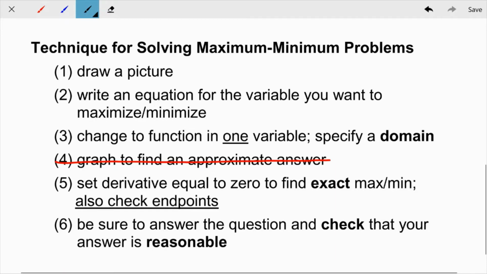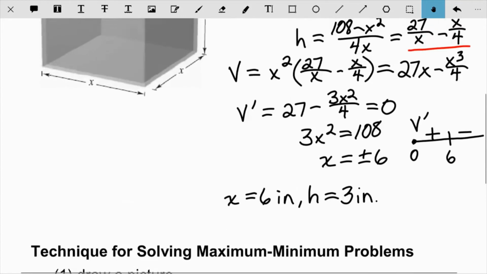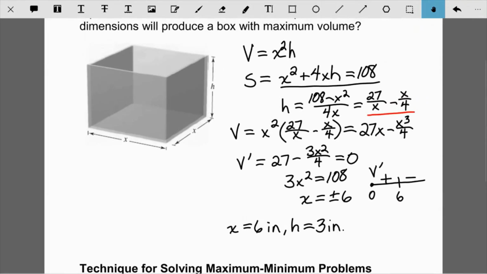Because we're working in a problem-solving scenario, it's easy to look at the size of your values and see if they make sense. For instance, on this last one, when I got x is 6 and the height is 3, it's easy for me to check, first of all, that I get the correct volume, but it's also easy to check that those numbers seem reasonable based on the volume that I'm given there.